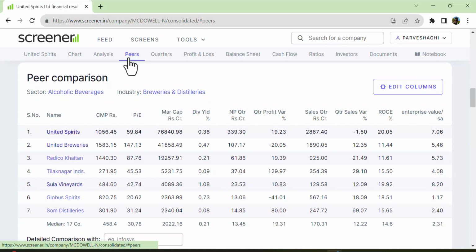So Sula is 42. Of course, these are very small compared to these big industries. So it seems that the share price which was offered to the public was reasonable. It was offered at 347 thereabout. Now it has gone up to 484. So it was a good decision for investors to put money in the company, and you can see the chart of that company also.